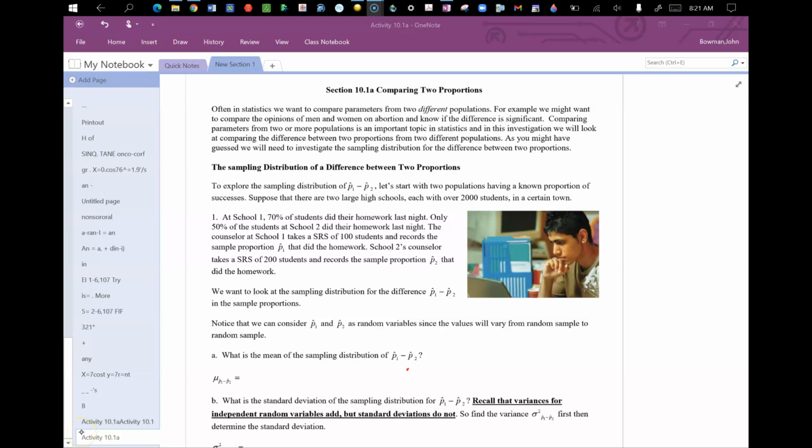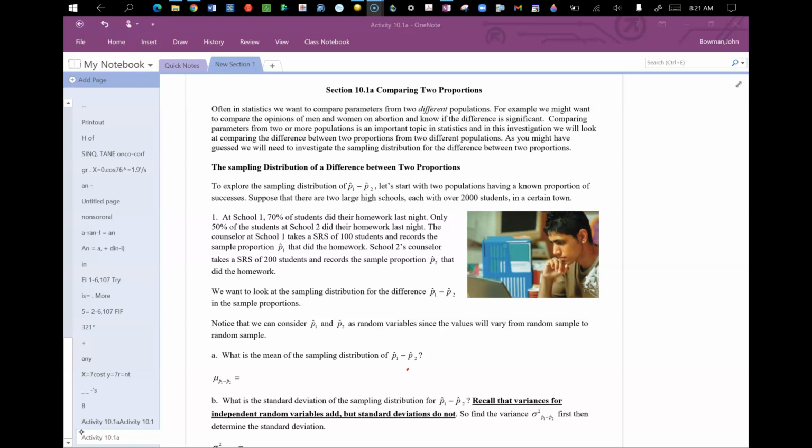Hi everyone, this is Mr. Bowman, and in Chapter 10 we are going to talk about comparing two population parameters, either through confidence intervals or hypothesis testing. So to start out with, we're going to talk about comparing two population proportions.